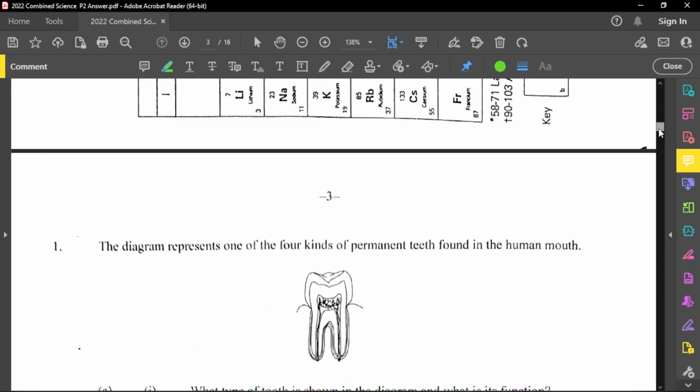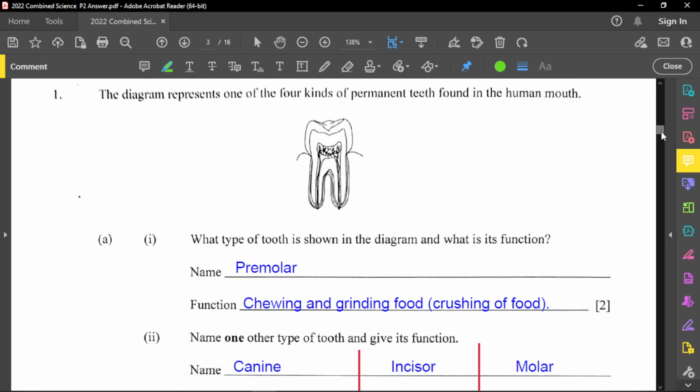All right, so let us jump into question number 1. Question number 1 reads that the diagram represents one of the 4 kinds of permanent teeth found in the human mouth. It asks what type of tooth is shown in the diagram and what is its function. This is a premolar. Of course, it's very easy to confuse the premolar and the molar because they're similar, but the molar will have a larger surface area. The function of the premolar and also the molar is for chewing and grinding of food. Generally, we say the crushing of food.